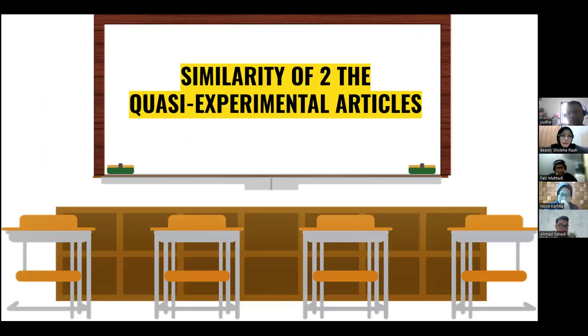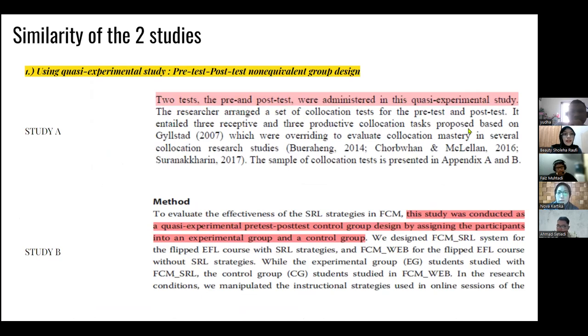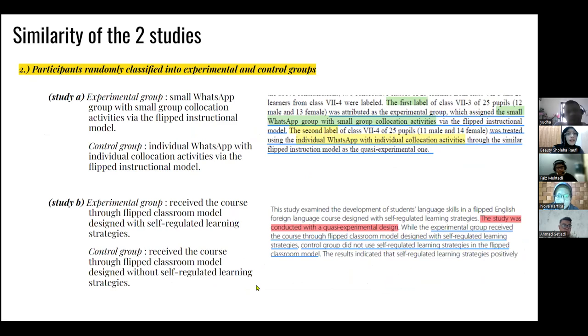I'm going to explain the similarities of the quasi-experimental articles. The first similarity is that both studies use a quasi-experimental design, in the form of a pre-test, post-test, non-equivalent group design. As can be seen in this slide, both studies use the pre and post-test non-equivalent group design. The second similarity is that the participants were randomly classified into experimental and control groups.